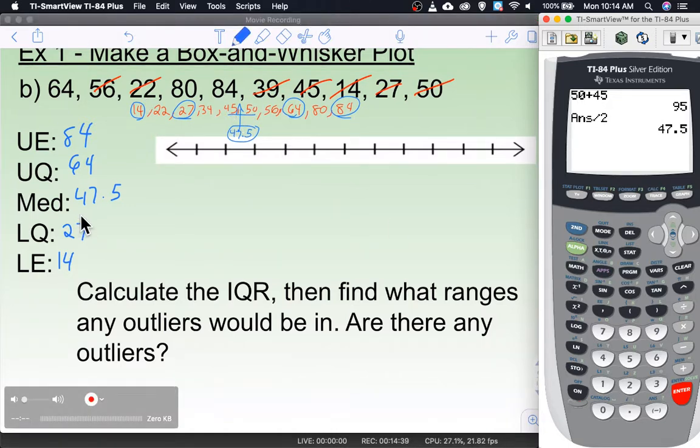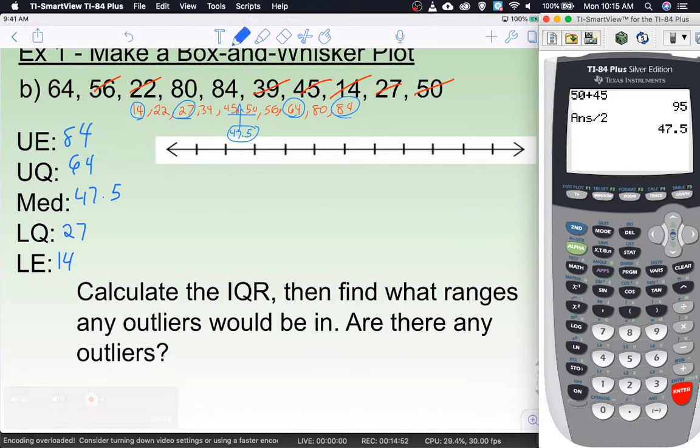They're here, they're here. We need a scale from 14 up to 84. So if I started at 10, 10, 20, 30, 40, 50, 60, 70, 80, 90, 100, sure, why not? Or even if I went from 0, 10, 20, 30, 40, 50, 60, 70, 80, 90, 100, like that.